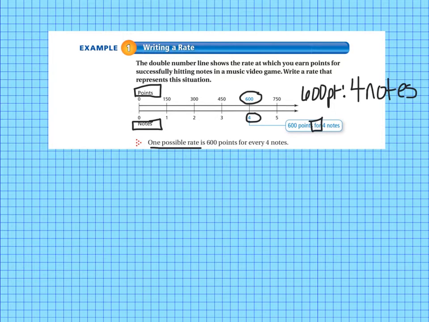Another possible rate would be 150. I'm sorry, my pen is having a hard time here. 150 points for every 1 note.